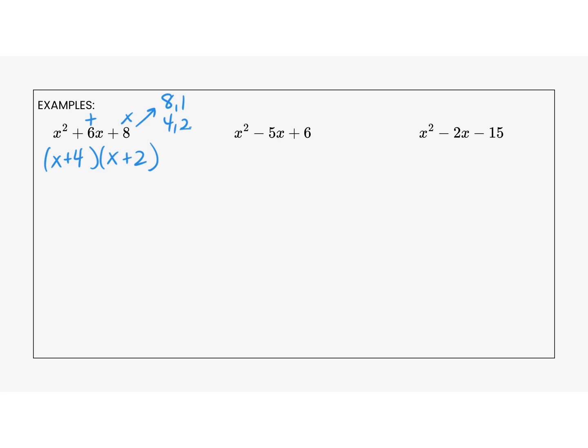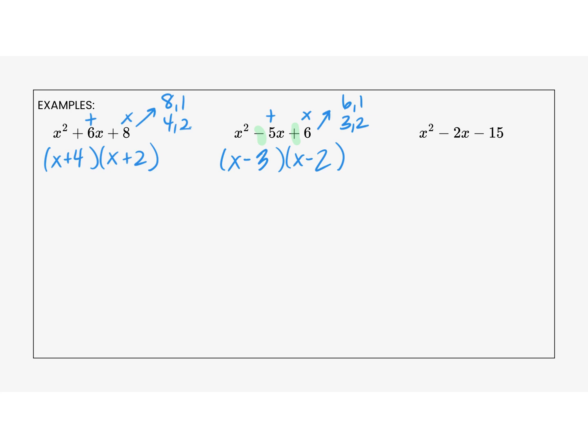Okay, same with the next one. They have to add to negative 5 and multiply to 6. So if I'm looking at factors of 6, I have 6 and 1 or 3 and 2. Well, 3 and 2 can certainly make 5. The difference is here we have a minus in the middle and a plus at the end. So I'm going to have x and x for my x squared. When I have a minus in the middle but a plus at the end, both of my factors are going to have a minus, because a minus plus a minus makes a minus, but a minus times a minus is a positive. Then to get 5, I need a 3 and a 2.